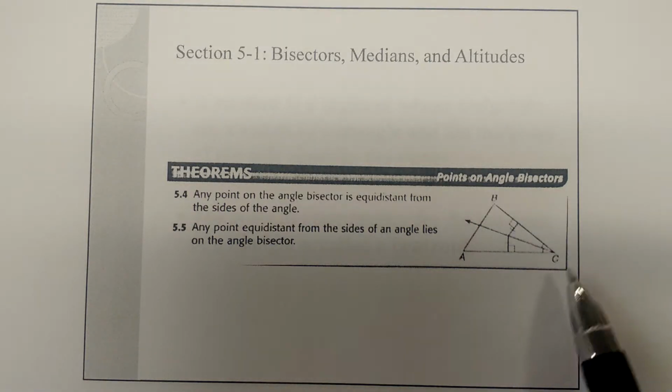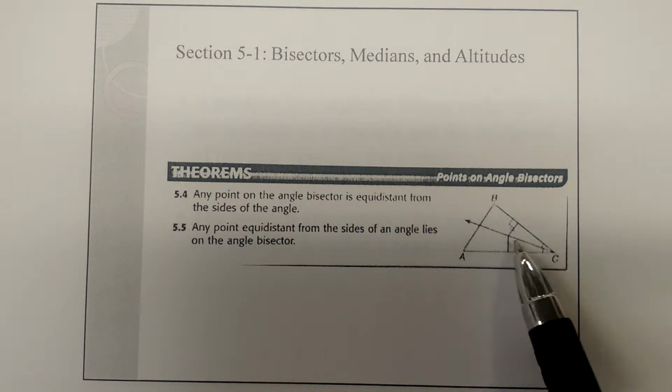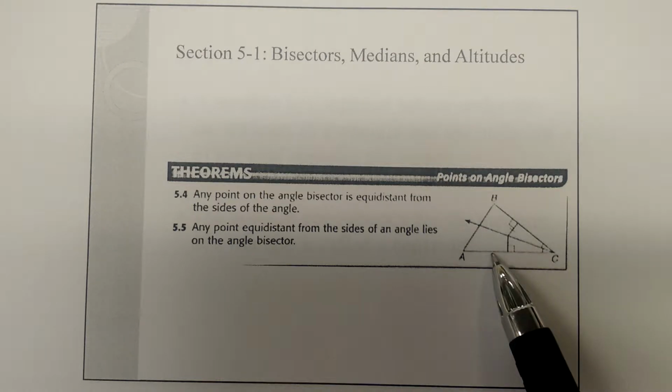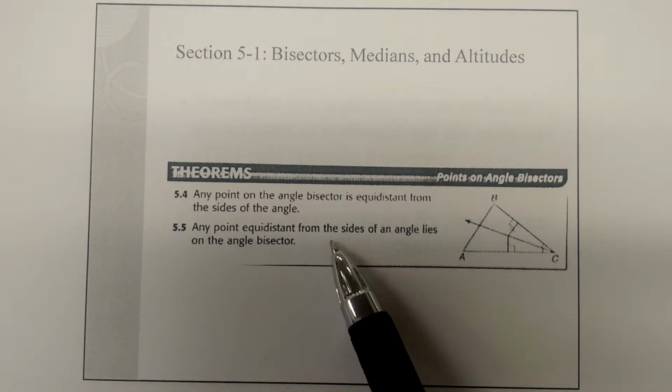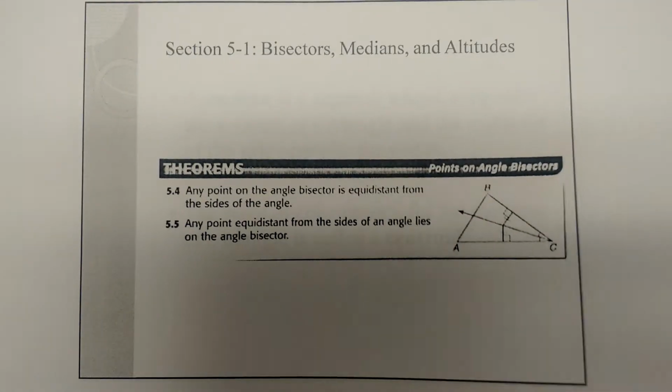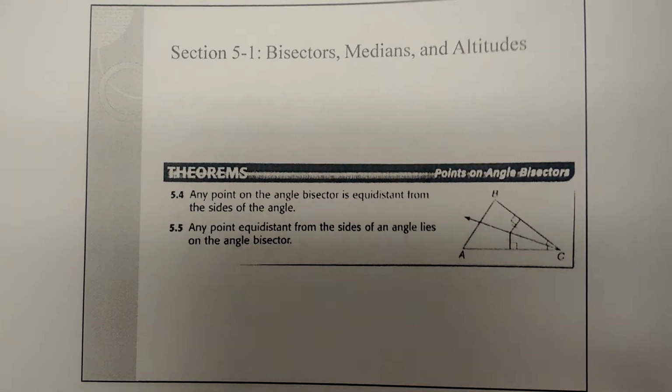If you have an angle bisector, that means the point on the angle bisector is equidistant from either side of the angle. So for any point along the bisector, it's the same distance to the two sides. Or the reverse of that's true. If you know your point is equidistant from the sides, it must be on the bisector, which is kind of like the perpendicular bisector one.